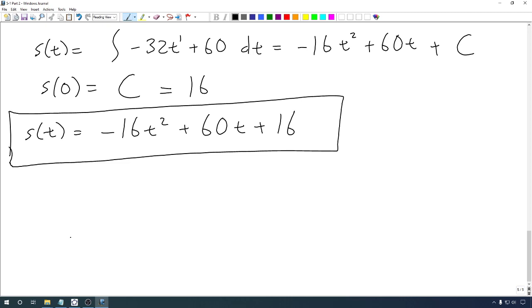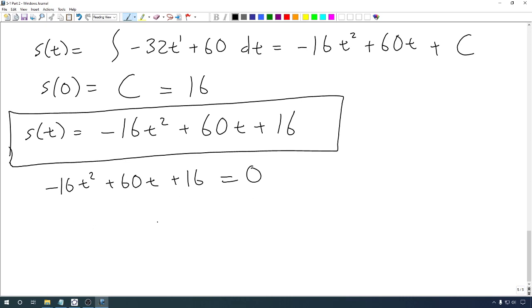Now they did have another question for us. How long will the ball be in the air? So we do want to know what value of t actually gives us a height of 0. I'm assuming here that the ball manages to fall all the way to the ground without hitting any obstacles. So for what value of t do we get s of t equals 0? When is negative 16t squared plus 60t plus 16 equal to 0?